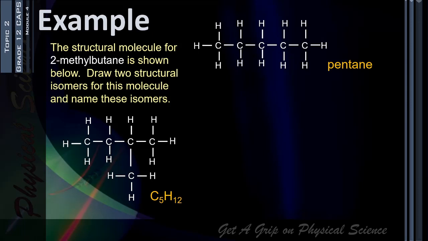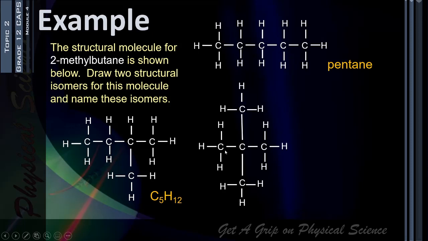And we can again change the chain and have 3 carbons in the longest chain with 2 methyls. And you will see that there are still 5 carbons and 12 hydrogens. And the name for this one then will be 2,2-dimethyl propane.